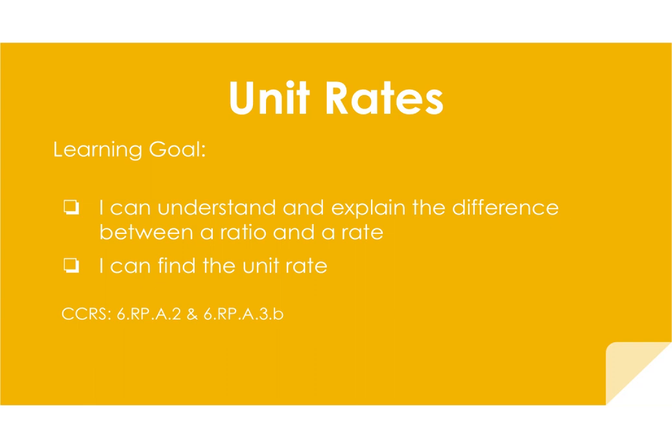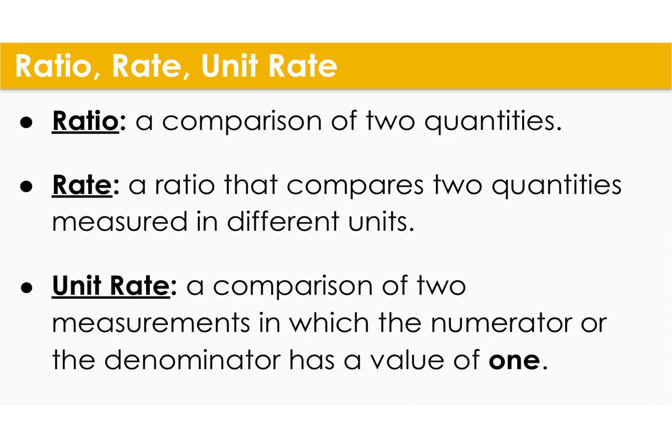Unit rates. We're working to understand and explain the difference between a ratio and a rate, and I can find the unit rate. Ratio, rate, and unit rate. So a ratio, which we already know, is a comparison of two quantities. A rate is a ratio that compares two quantities measured in different units. And a unit rate is a comparison of two measurements in which the numerator or the denominator has the value of 1.